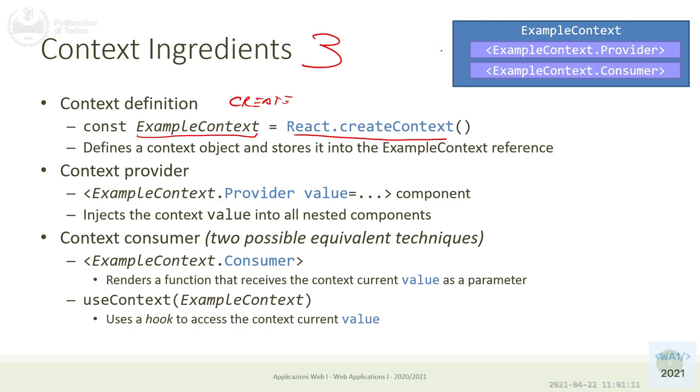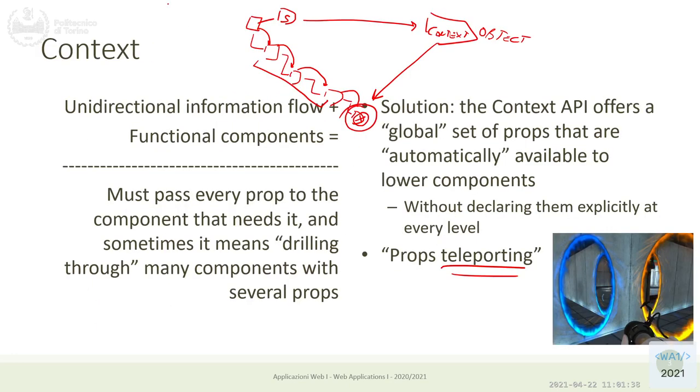And this object basically contains two different sub-objects that happen to be React components. One is called the provider component, and the other is called the consumer component. And these are the second and the third ingredients. The second ingredient is the provider. The provider is a node that is able to compute the value. In our example, this would be the provider, because it will provide the value for the state variable. So the provider is where the state is computed.